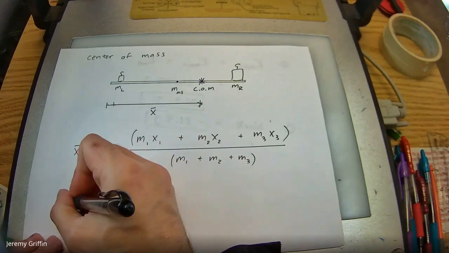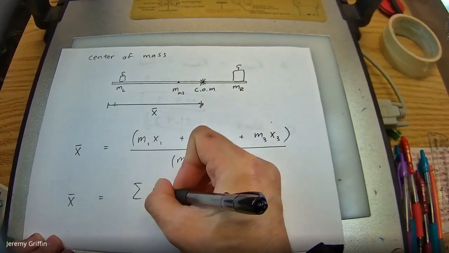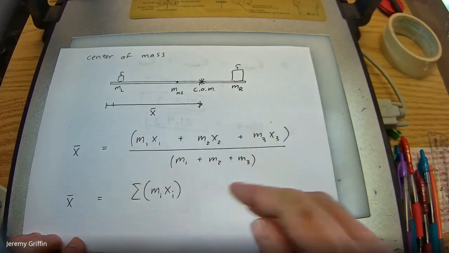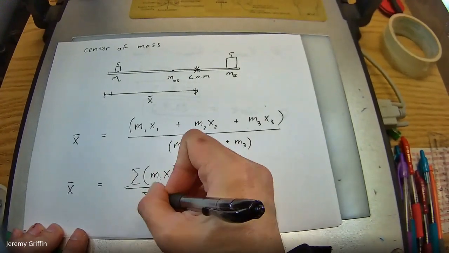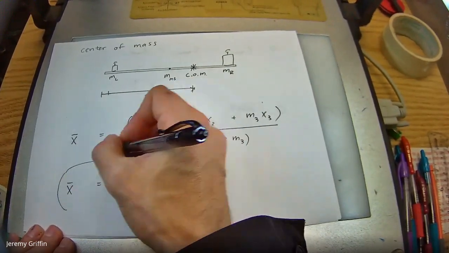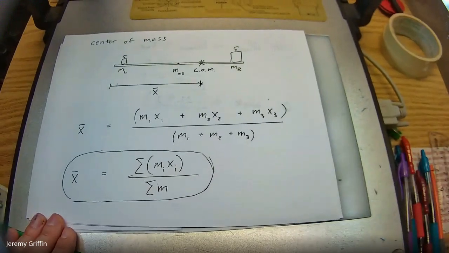So in general, x bar is equal to the sum of m sub i, x sub i, where i could be like a counter, like 1, 2, 3, 4, 5, all divided by the sum of the mass values. So there's a general formula for center of mass. Now that's of course in just one dimension, just along, say, an x-axis in this case.